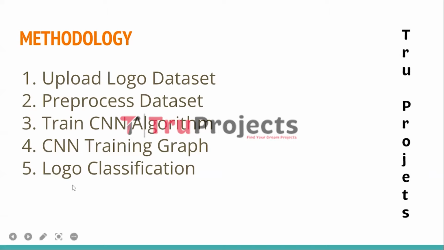And the fifth module is Logo Classification. In this module, the trained CNN model is utilized to classify new images of logos. The user can upload a test image and the CNN model will analyze and classify it as either a fake or an original logo based on the learned patterns and features. This module allows for real-time logo classification using the trained model, providing a practical application for identifying the logo in various scenarios.